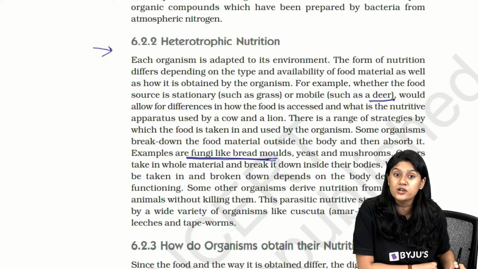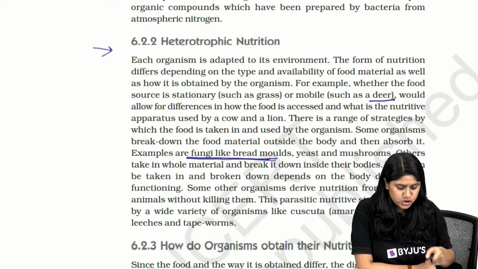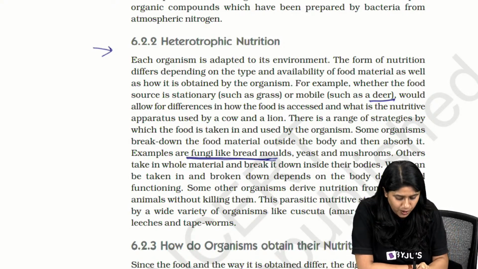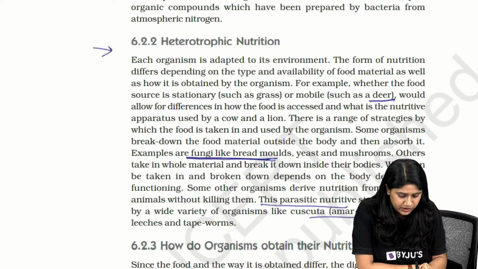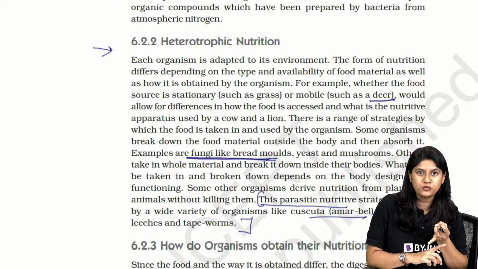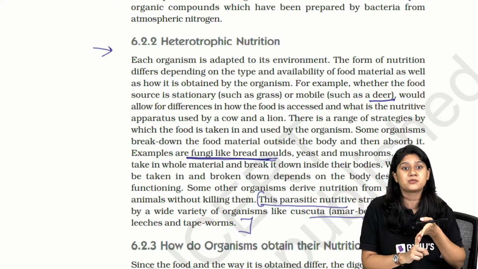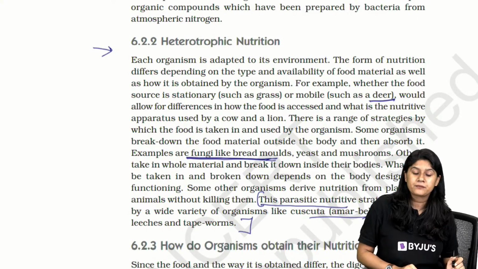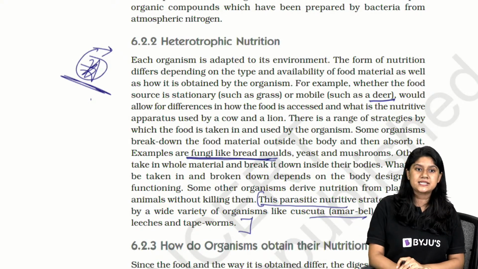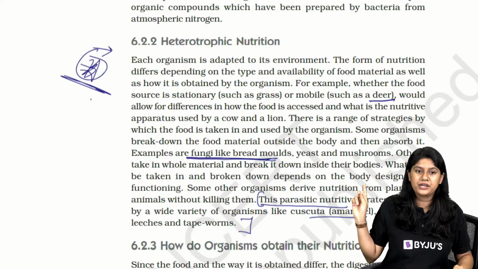And we have one more type of nutrition. Yes, we have the parasitic mode of nutrition, which is not directly mentioned, there is only one small point that they have mentioned. So they have mentioned three different types of nutrition: holozoic mode of nutrition, saprophytic mode of nutrition, and parasitic mode of nutrition. Clear? Yes? We have it over here.